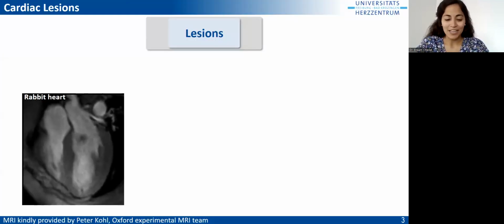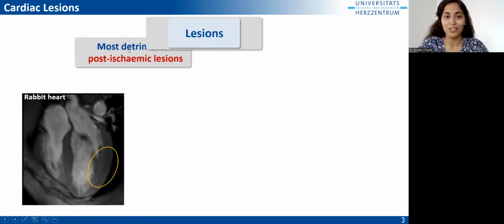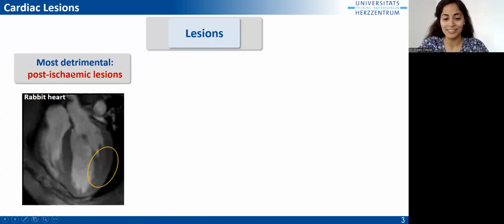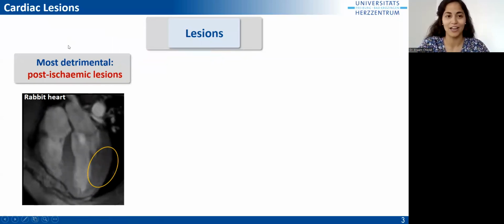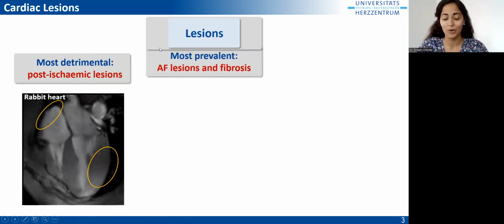Now, so what excites me? I care very much about cardiac lesions. The most detrimental lesion is following ischemia. It was mentioned earlier that my main area of research looks at cardiac reperfusion arrhythmia mechanisms. This is a huge story that I won't go into today. Instead, I'm going to talk to you about another one of my projects.